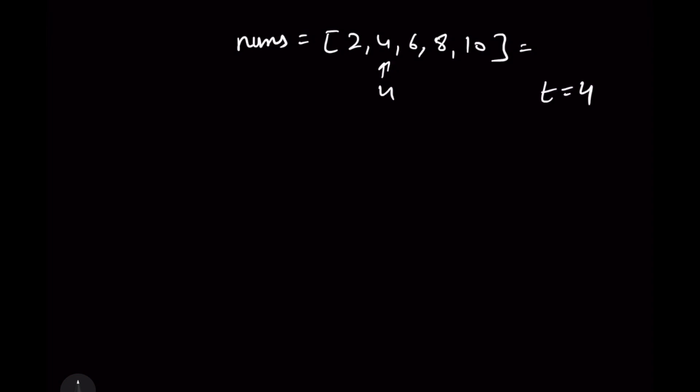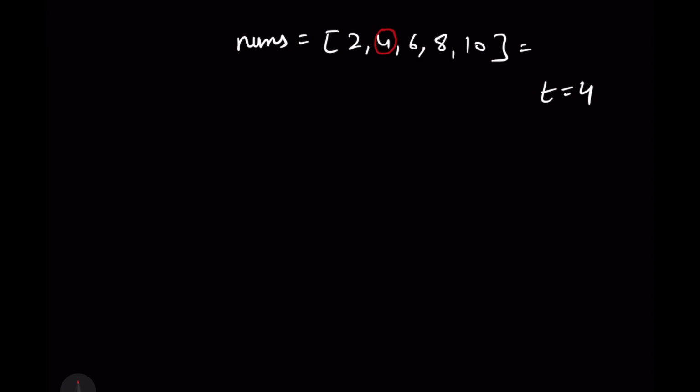So let's say we have our array nums with 2, 4, 6, 8 and 10. This is in ascending order. You can do binary search only on a sorted array. And let's say our target is this number 4. So our target is 4, and we need to find this number 4 in this array.